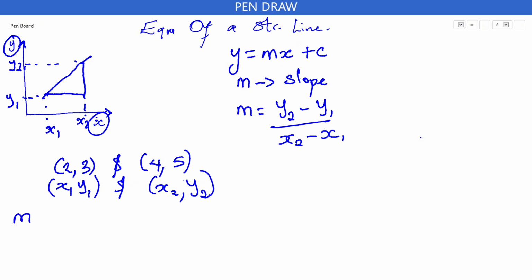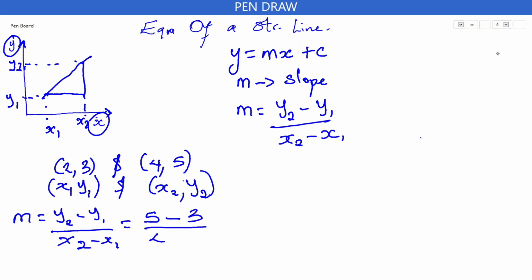So to get the slope now will be very easy. Since we know the formula, slope is equal to y2 minus y1 over x2 minus x1, which is equal to: our y2 is 5, so we have 5 minus our y1, which is 3, over our x2, which is 4, minus our x1, which is 2. So 5 minus 3 gives 2, over 4 minus 2 also gives 2, which is equal to 1. Do you understand that point? So the slope here is equal to 1.